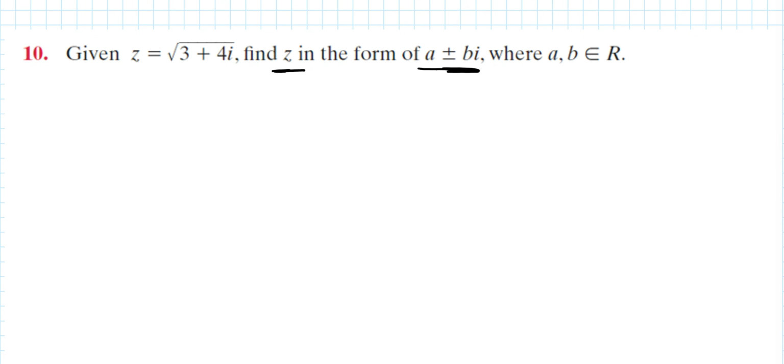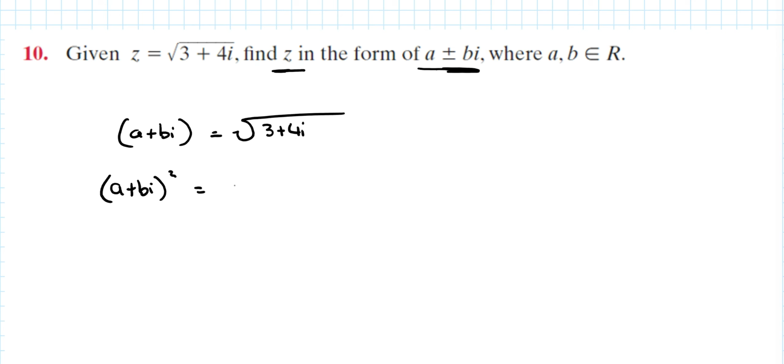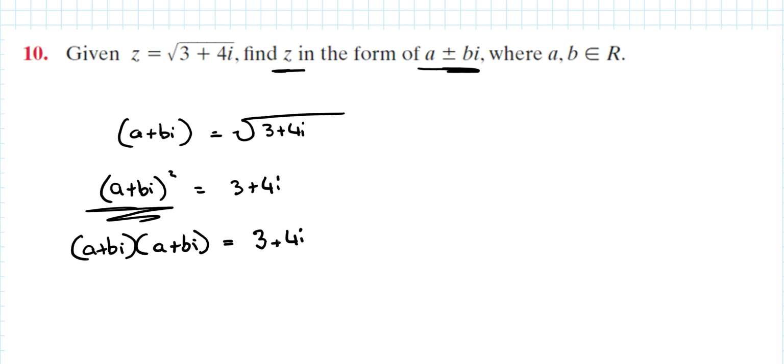Okay, so let's not panic. Let's just set a plus bi is equal to the square root of 3 plus 4i. Okay, well, what do I not like at this point? I don't like the square root. How do you get rid of square roots? Square both sides. A plus bi squared is equal to 3 plus 4i. Square this out. A plus bi squared is equal to 3 plus 4i.